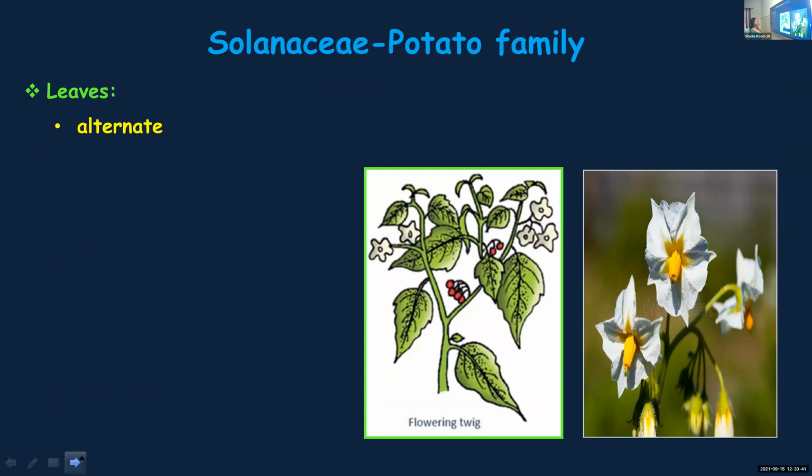Leaves: alternate leaves. Simple. I think you know what is meant by alternate arrangement. If this is a stem, one leaf from here, one leaf from here. This is the alternate arrangement of leaves. When leaves are arranged like this, you call it alternate arrangement. Simple leaf, not compound. In the previous chapter, I mentioned compound leaves, pinnately compound and palmately compound. Here the leaf is not broken up into any leaflets, just a simple leaf.